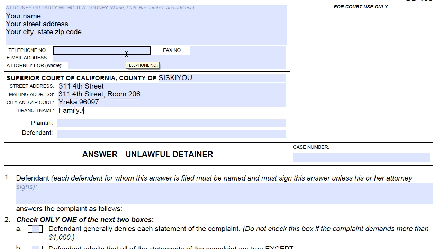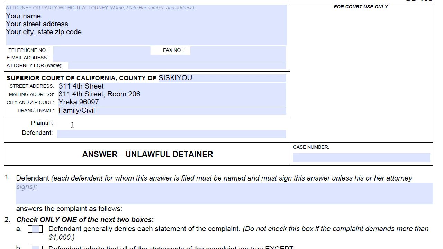And it's the family/civil branch. So plaintiff would be your landlord. Defendant is you. And the case number should be listed on the complaint. So enter that number here.